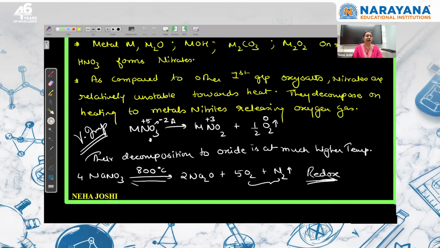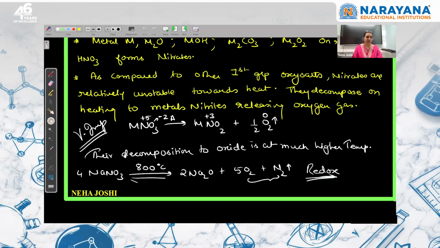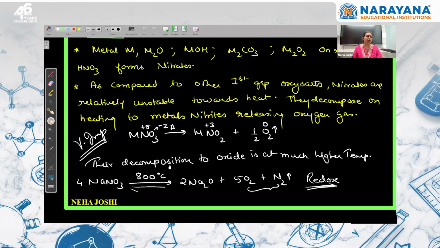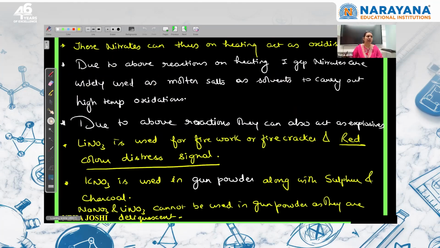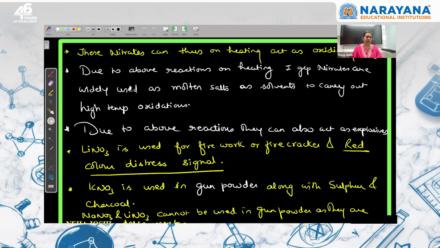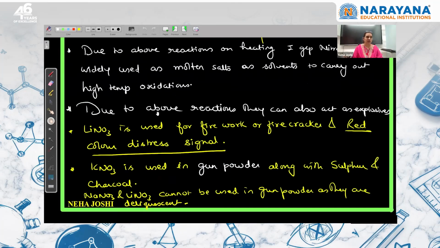But definitely at much higher temperature, not that easy. Their decomposition to oxide is at much, much higher temperature, 800 degrees centigrade, which is not so effective. It always ends up as nitrite and oxygen in the questions in the reactions. As I have already said, these can act as oxidizing reagent because it liberates oxygen. Moving forward, due to above reaction on heating, first group nitrates are widely used as molten salts as solvents to carry out high temperature oxidation.